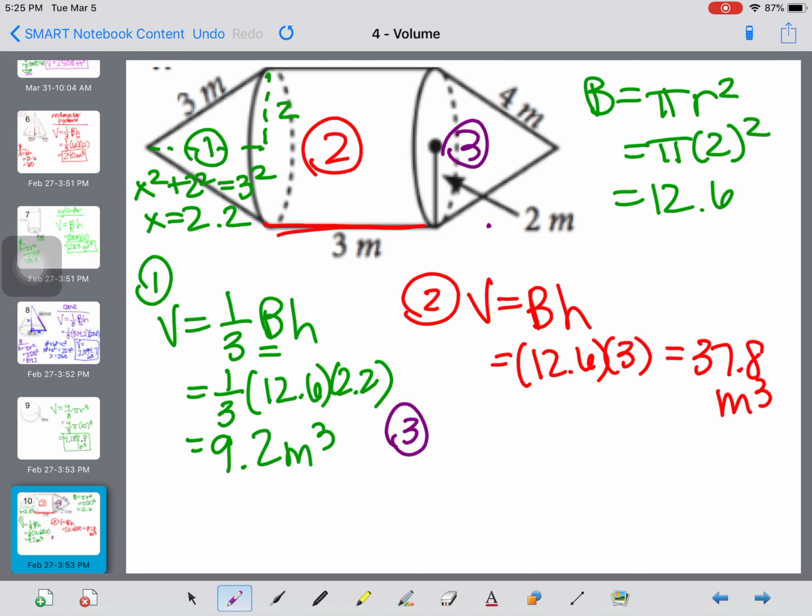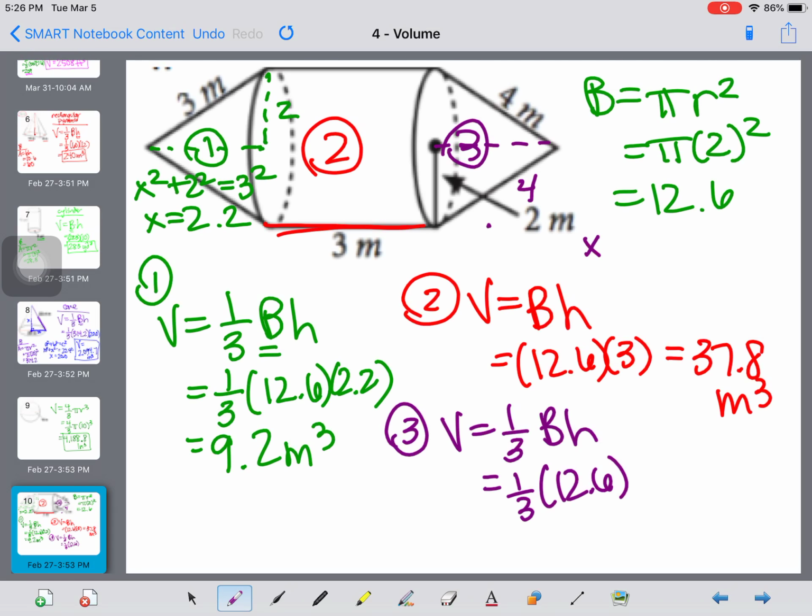And then for region 3, it's very similar to region 1. Volume is 1/3 big B times h. My big B is 12.6. My height, you will notice I have the same problem. I know the 4, but I do not know the actual height. So I'm going to do x squared plus 2 squared equals 4 squared. Pythagorean theorem again.